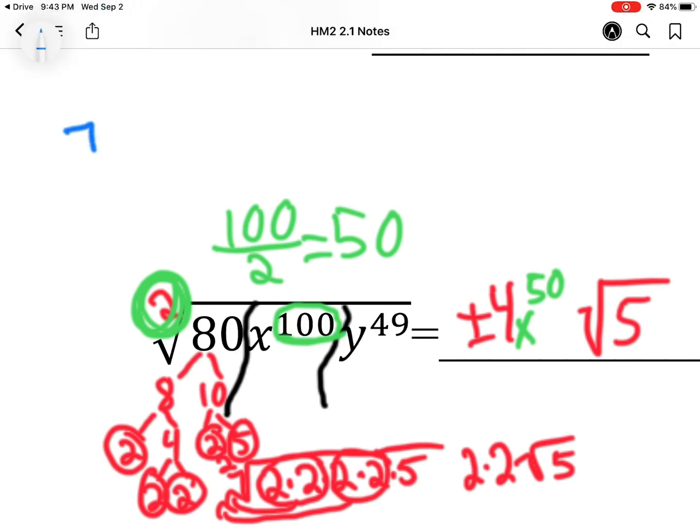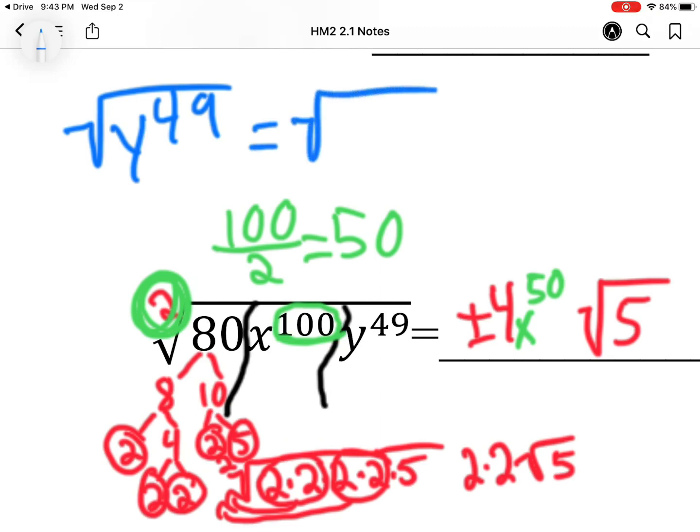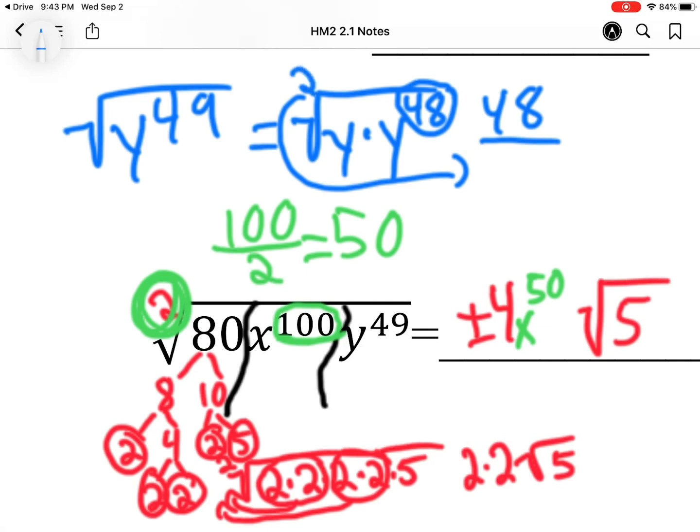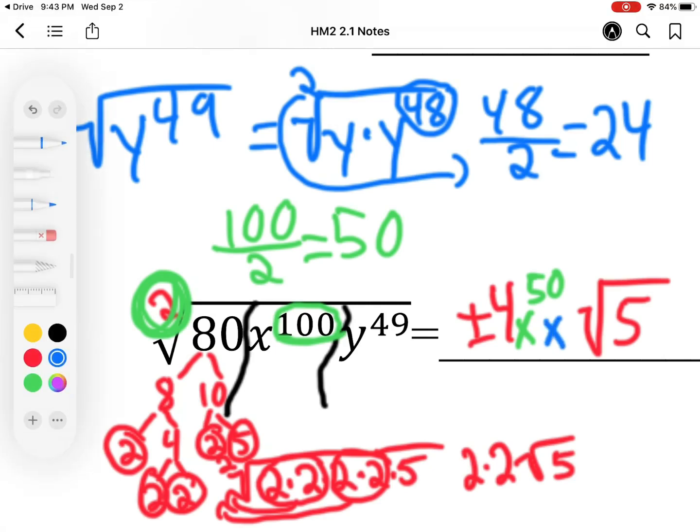Now with this y to the 49th, we're going to take one of the y's away and separate it from the other ones. We're going to make it y to the 48th. This way we can take the 48, divide by the understood index, which is 2, and get 24. So that means on the outside we have y to the 24th, and we have one lonely y on the inside, and that is our answer.